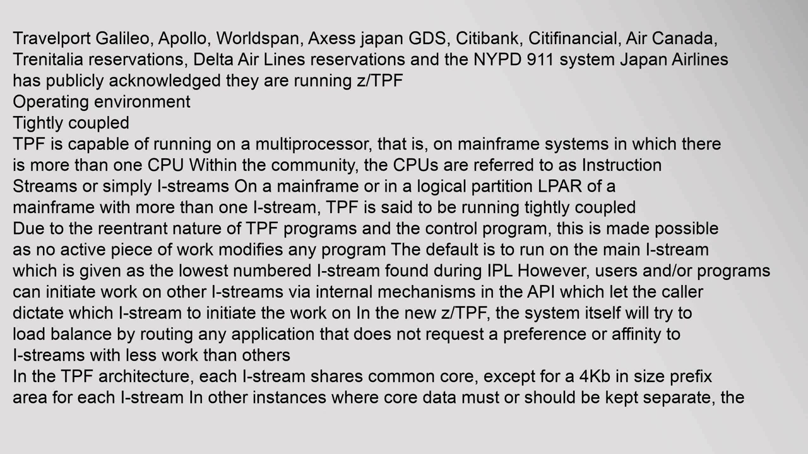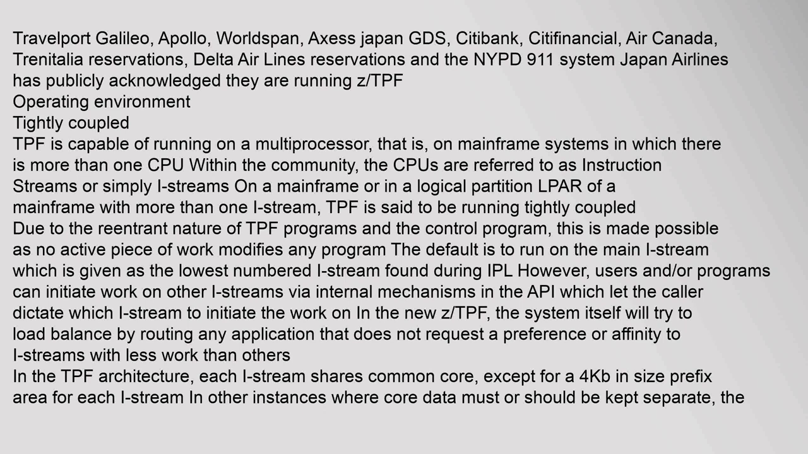TPF is said to be running tightly coupled due to the reentrant nature of TPF programs and the control program. This is made possible as no active piece of work modifies any program. The default is to run on the main I-stream, which is the lowest numbered I-stream found during IPL. However, users and/or programs can initiate work on other I-streams via internal mechanisms in the API which let the caller dictate which I-stream to initiate the work on.